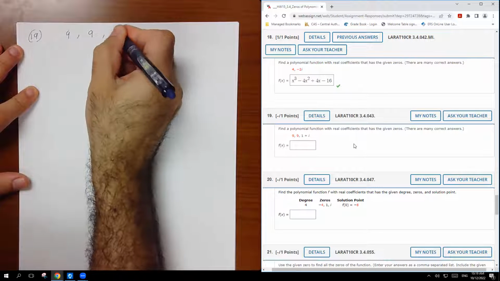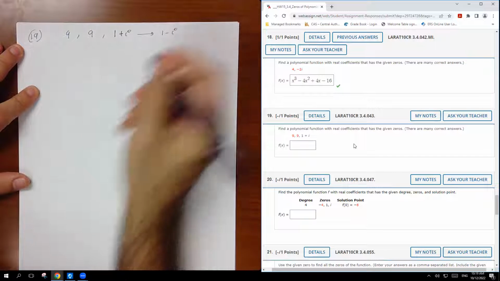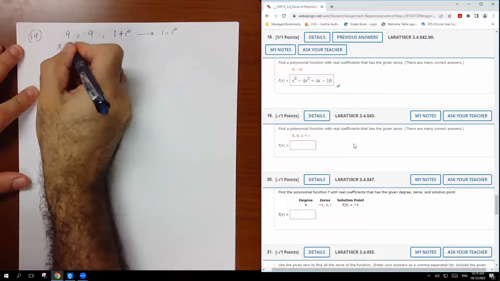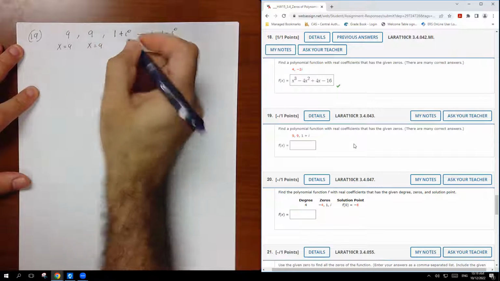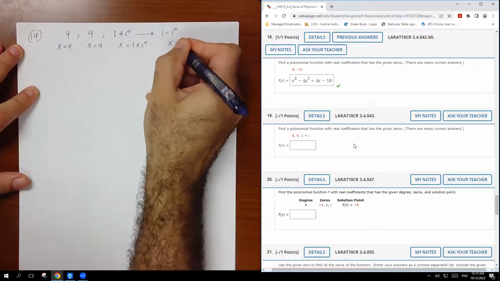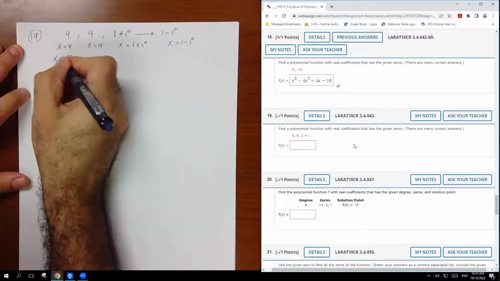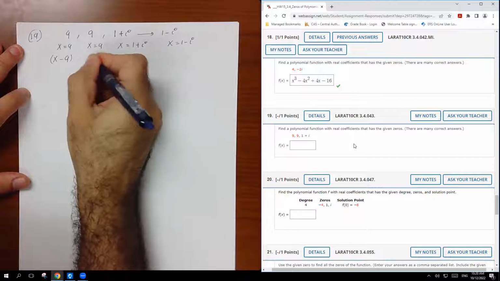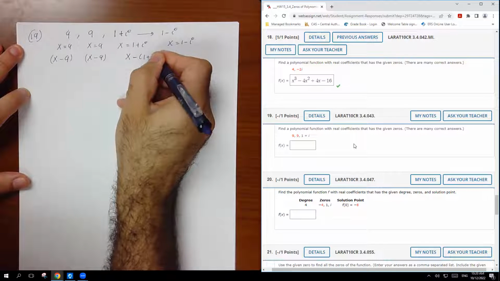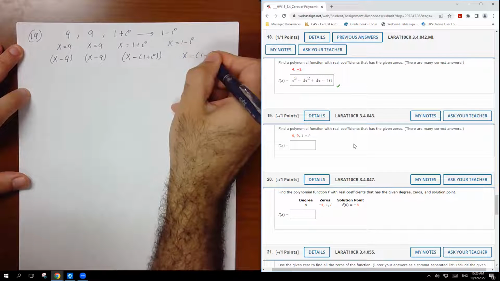This is a complex number. That means the conjugate 1 minus i is also a zero. So in this case, x equals 9, and here x equals 9, and here x equals 1 plus i, and here x equals 1 minus i. So here is going to be x minus 9, and here x minus 9, and here is going to be x minus (1 plus i), and here is going to be x minus (1 minus i).